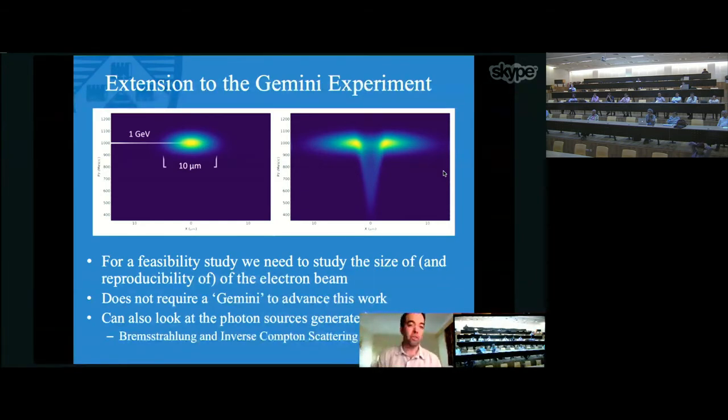The other option is just to slam the electron beam into a foil and produce Bremsstrahlung, and this would allow us to generate hard X-ray sources up to GeV.